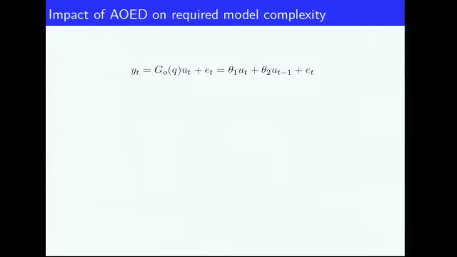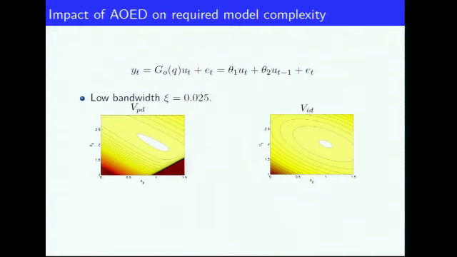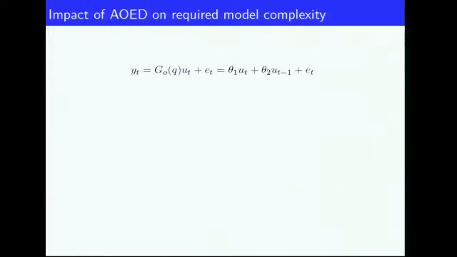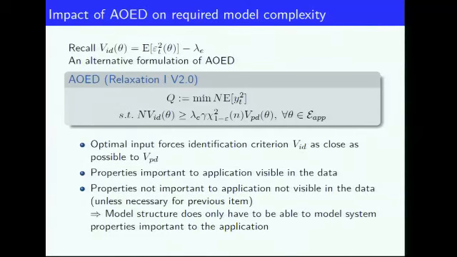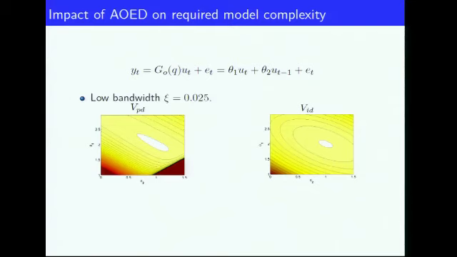So firstly, we will look at the impact of experiment design on the required model complexity. So we go back to this model reference control example. We had two parameters in our model. If I have low bandwidth, the performance degradation looks like this. So I don't need a good model in this direction, but I need a good model here. And then by solving this problem here, and if I plot the identification criterion, it looks like this.